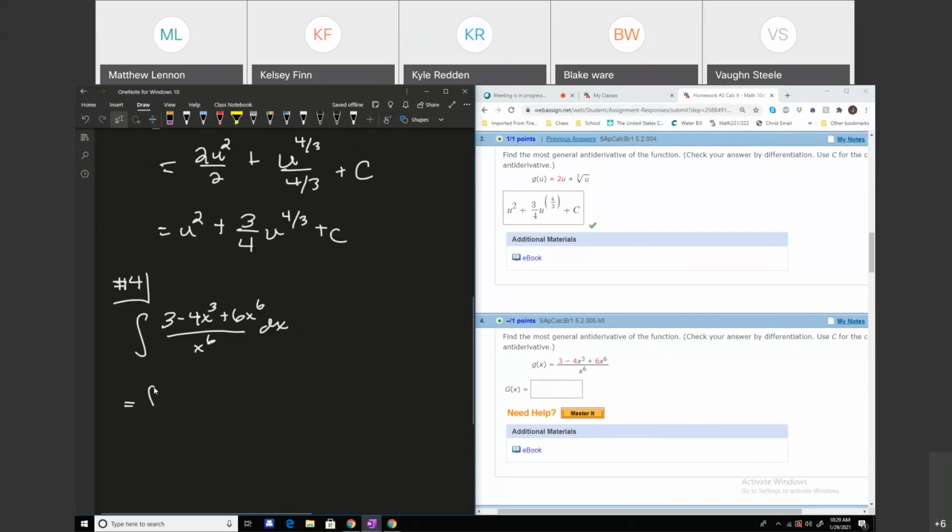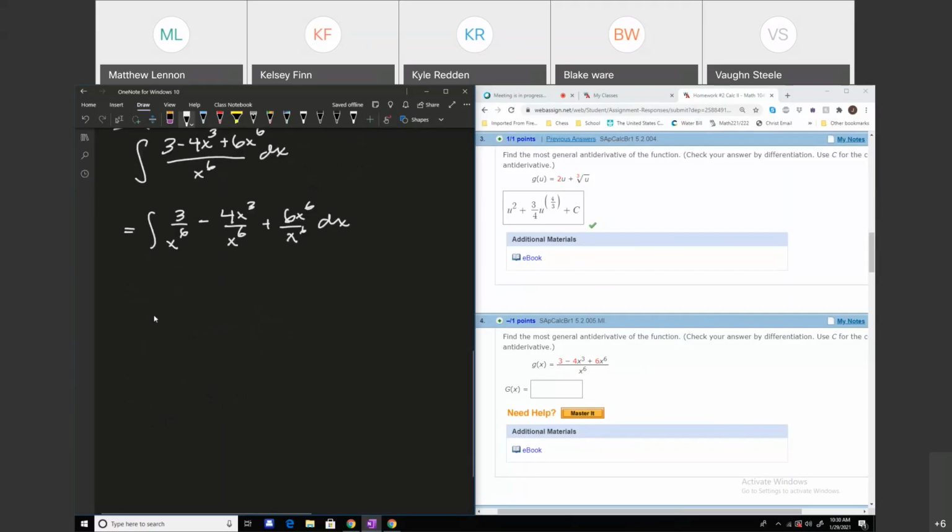We would want to write this as 3 over x to the 6th minus 4x cubed over x to the sixth plus 6x to the sixth over x to the sixth dx. And then remember, this is just going to be the antiderivative of 3x to the negative 6 minus 4x to the negative 3 plus 6 dx. And then we can use the antiderivative rules.